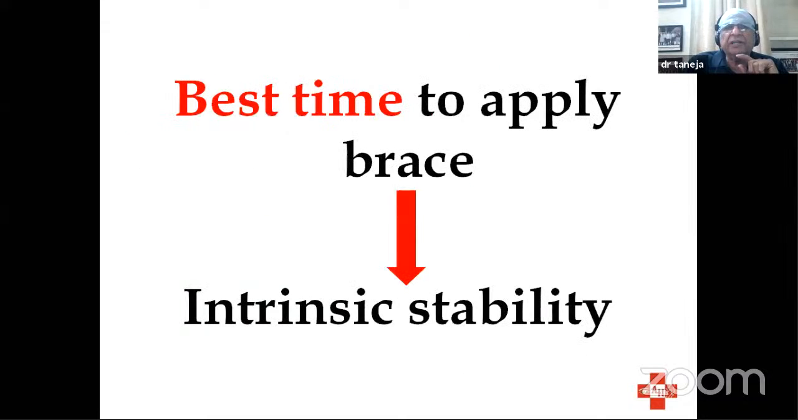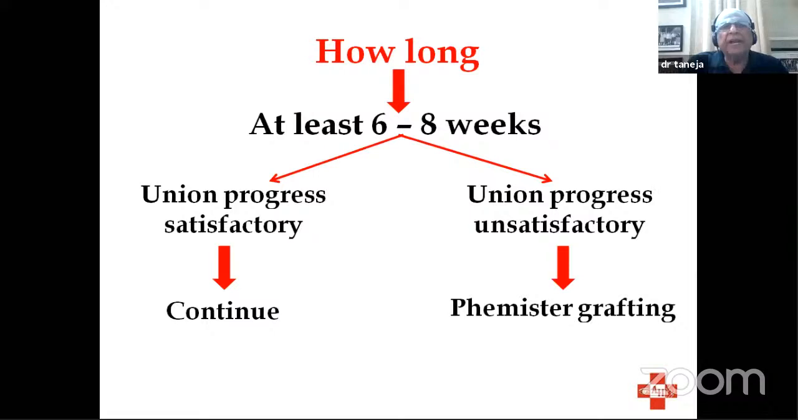This is very important. When do you apply a cast brace? The best time to apply a cast brace is when you have achieved an intrinsic stability. That means all the swelling has gone, the fracture is in position, and about 2 or 3 weeks have passed. Fragments have started becoming sticky. That is what we mean by intrinsic stability. That is the time when you should be applying the brace. So how long should you be keeping a brace?